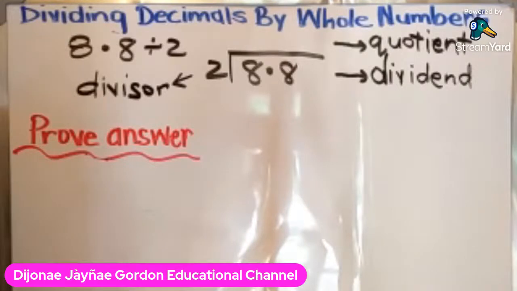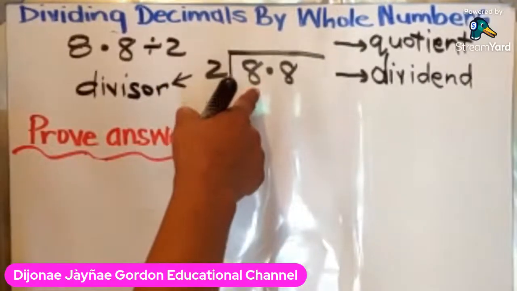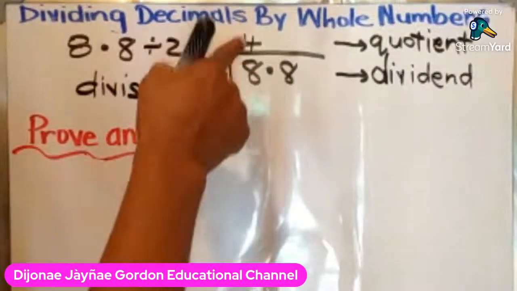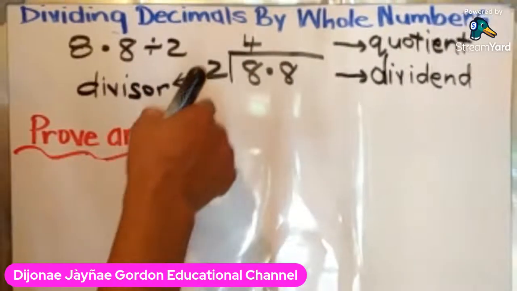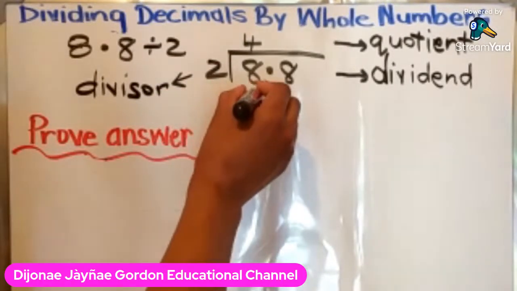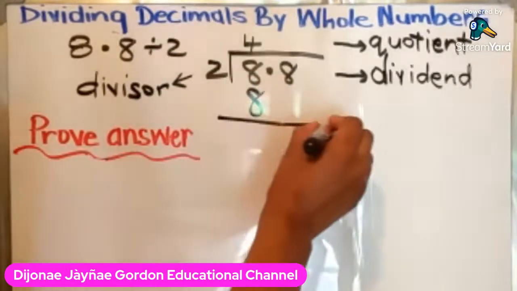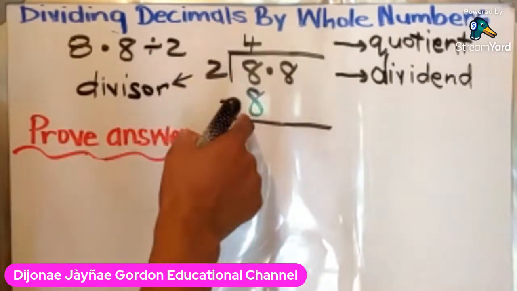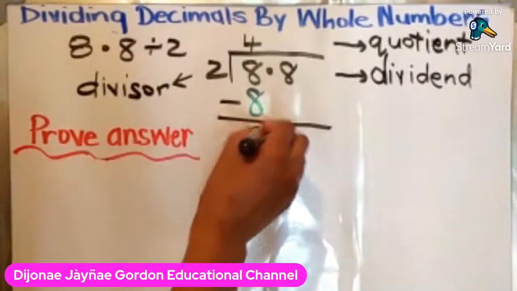How many groups of 2's can you get from this 8? And of course 4. You can only get 4 groups of 2's. All right, so now I'm going to take this 4 and multiply it by 2. And of course, that's going to give you 8. Draw your line, take away. You have 8 things and you give away 8. And of course, you have 0 left.